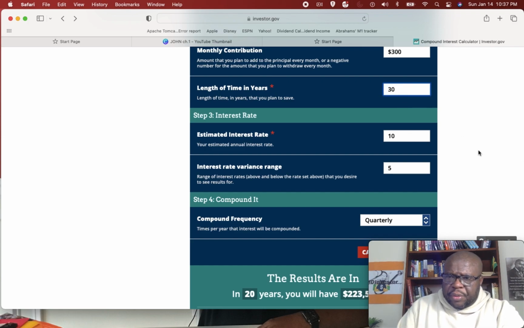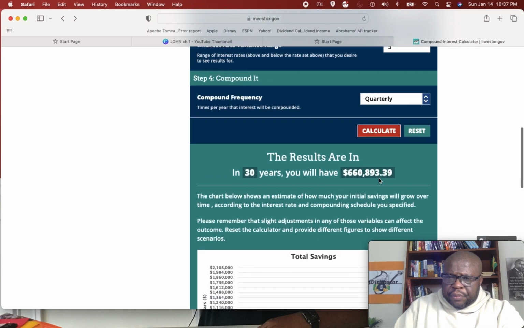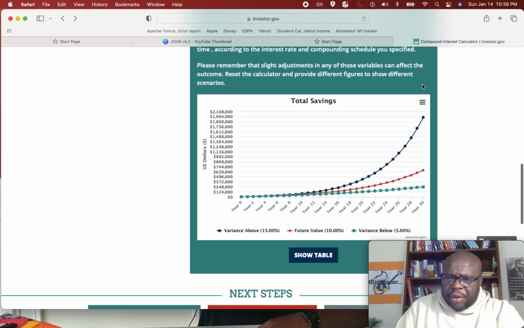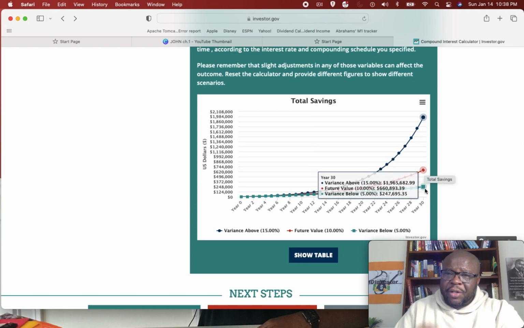At 30 years, we would have $660,000, right? This is our red here, our 10% return. The 15% return, if you were able to get that, you'd be already at almost $1 million. Okay? So we are going to educate ourselves by looking at different investments. You start off with the S&P 500, but then after that you begin to start looking around and learning.